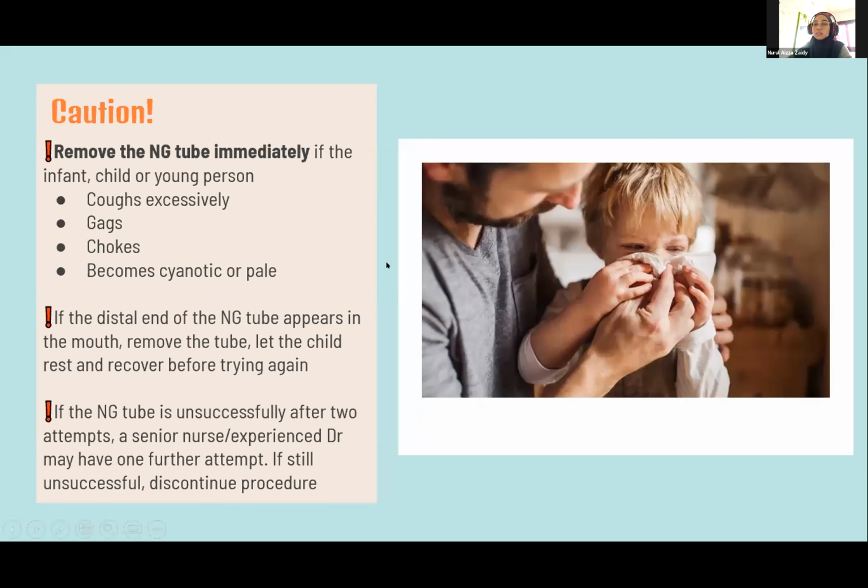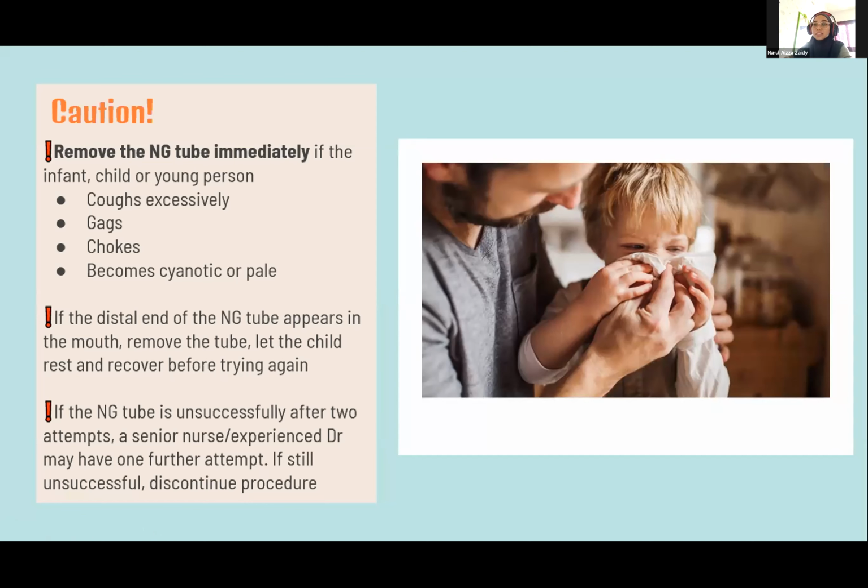But caution: remove the NG tube immediately if the child is coughing, gagging, choking, or becomes cyanotic, because this might indicate that the tube is actually in the trachea. So we need to pull it out right away. If the distal end of the NG tube appears in the mouth, when you insert from the nostril and suddenly it enters the mouth, you must remove the tube and let the child rest again. So don't try right away. Let the child rest and recover before trying again.